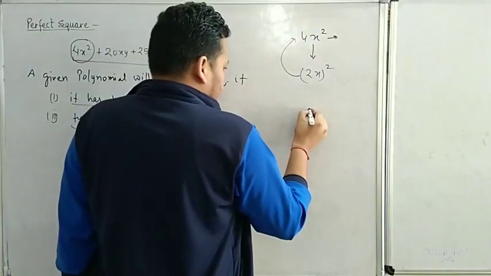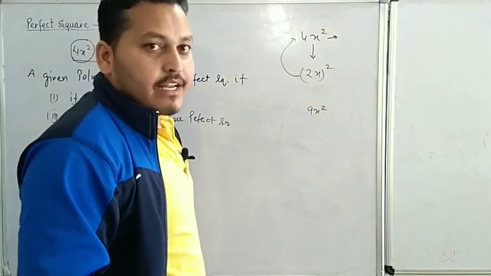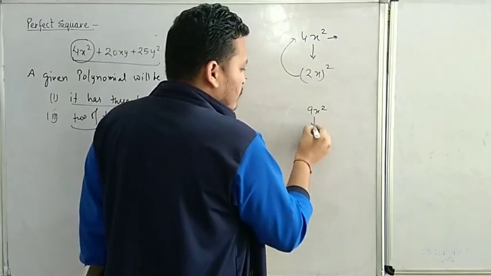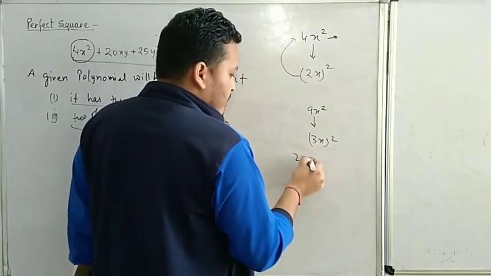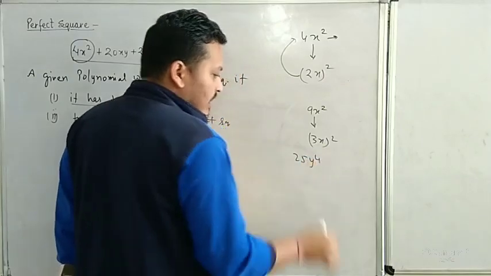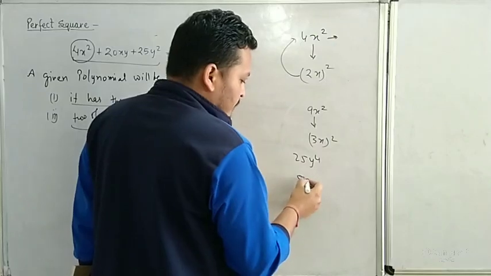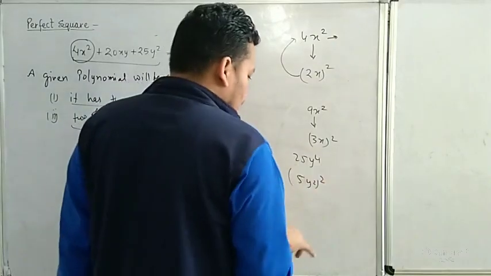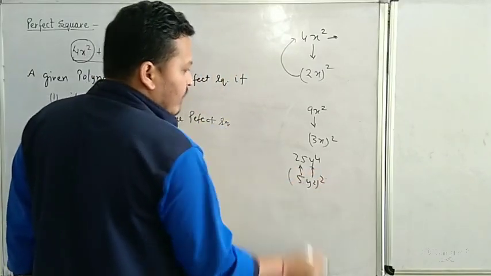Next, is 9x square a perfect square? Yes sir, 9x square is also a perfect square because we can write it as 3x whole square. Next, 25y to the power 4 is also a perfect square. देखो इसको क्या लिख सकते हैं, 5y square का whole square. 5 5 जा 25, y to the power 2 and 2, then it becomes y to the power 4.